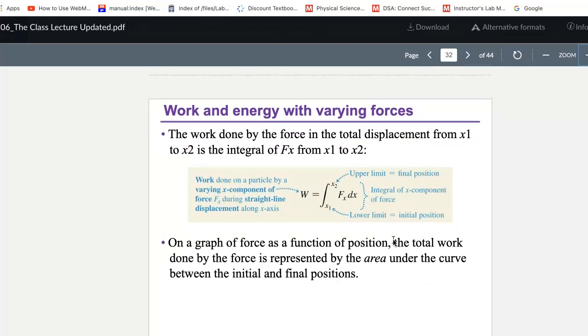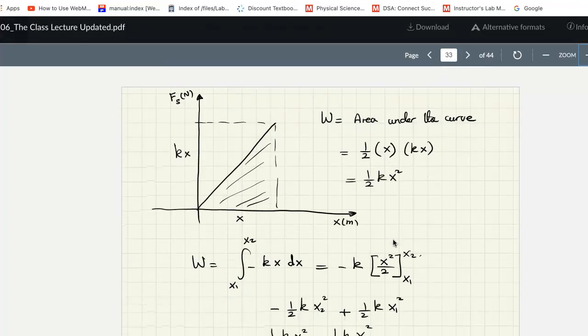Now, if I want the exact work, not an approximate one, then the work done should be calculated as the integration of Fx dx from x1 to x2. And this, of course, represents the area under the curve, as we did in the lab. This is one example of forces that are really not constant. For example, the spring force, or the force of a spring, which we call the restoring force.